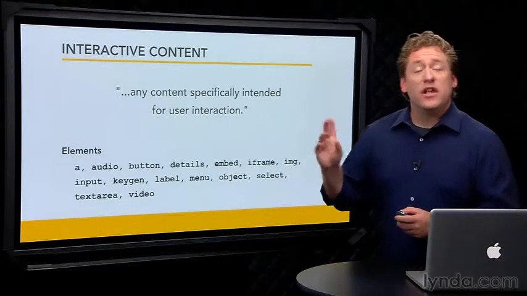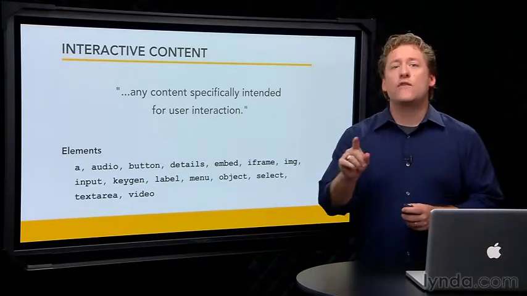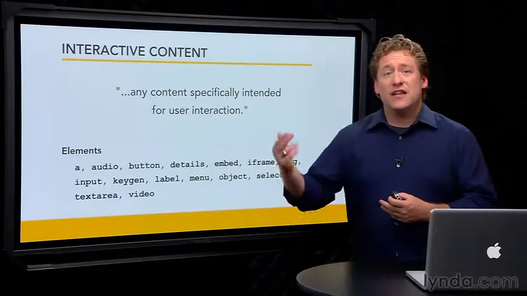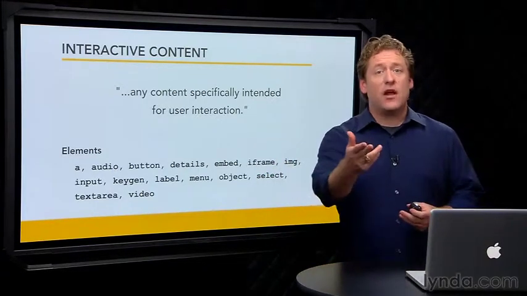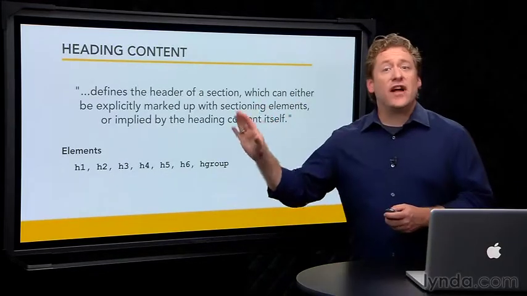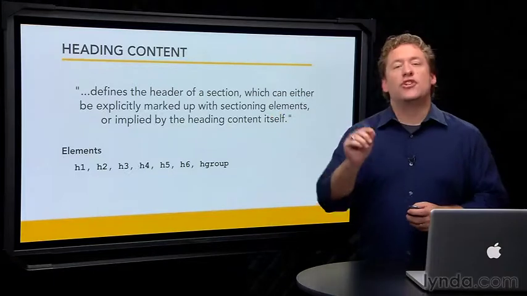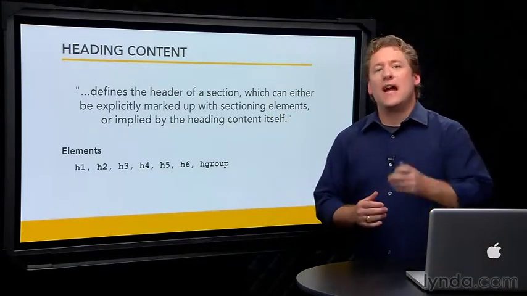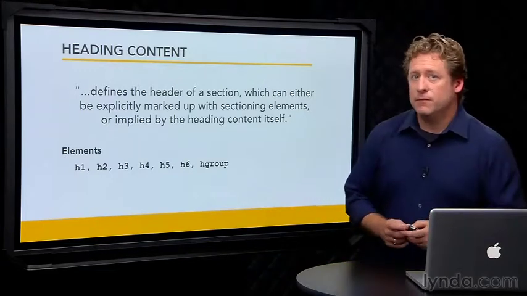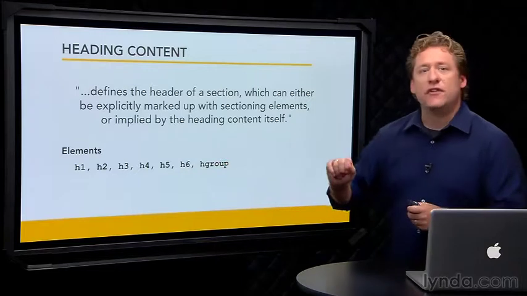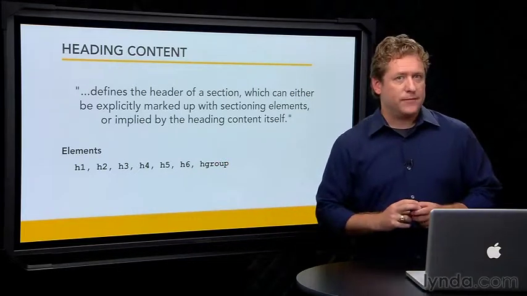Interactive content is any content specifically intended for user interaction. Sample elements include the anchor tag, details, object, and the video element if controls are enabled. Heading content defines the header of a section, which can either be explicitly marked up with sectioning elements or implied by the heading content itself. Heading content elements contain the heading tags, H1 through H6, and the hgroup element.